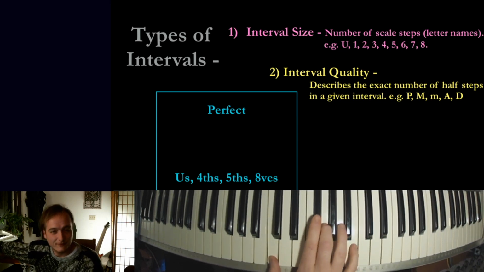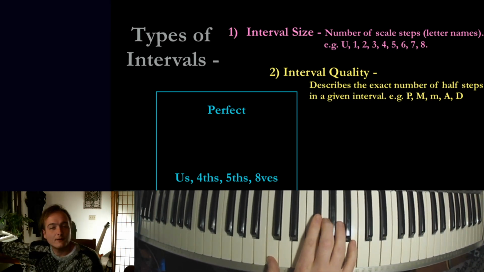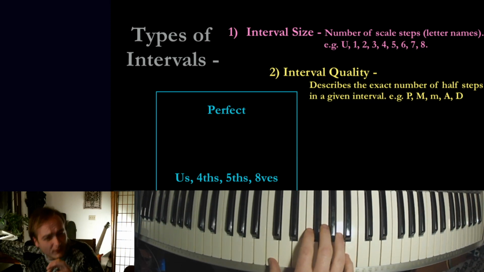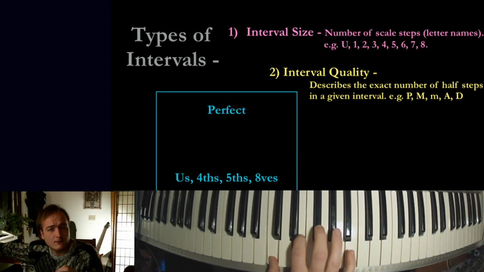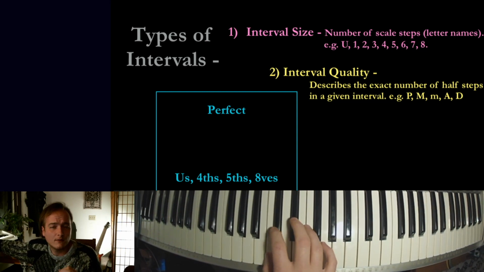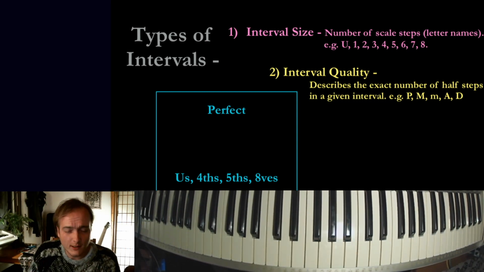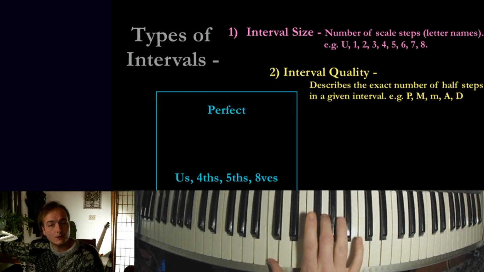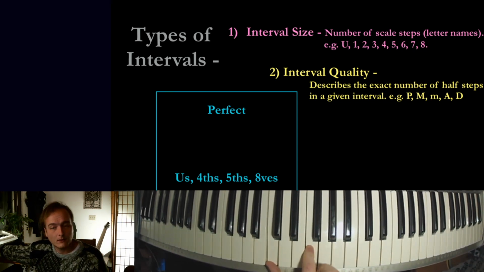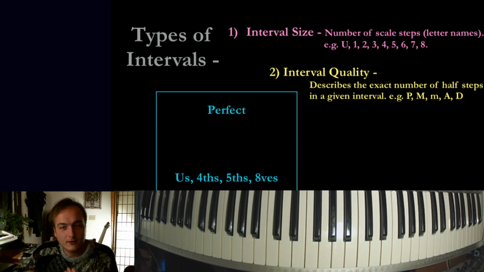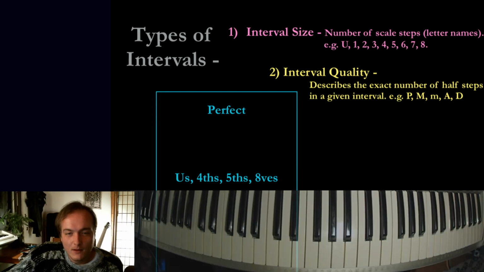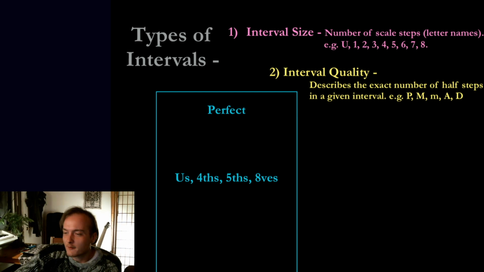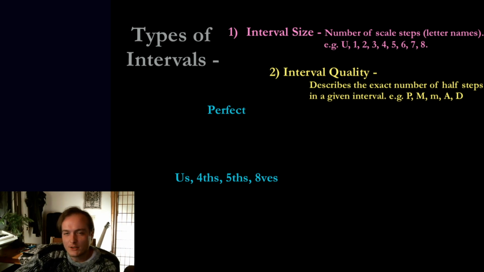There was the fifth. Ooh, and then here's the fourth. So those four kinds of intervals: the octave, the fifth, the fourth, and the unison are considered our perfect intervals. And they're, in a way, fixed. Let me show you what I mean.